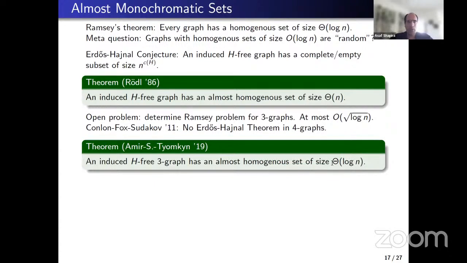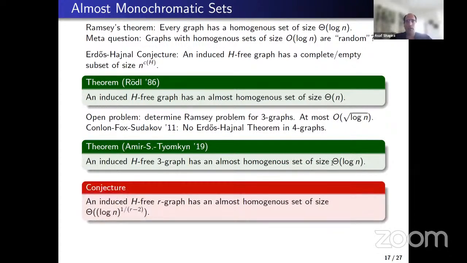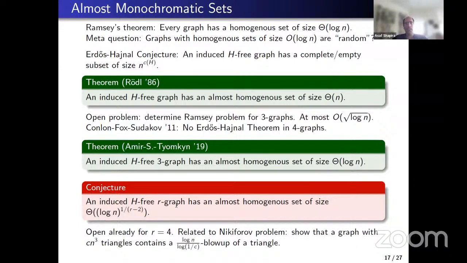There is a matching lower and upper bound, and the proof uses the hypergraph regularity method, and there is a folklore conjecture that for larger r, the bound should be log n to the 1 over r minus 2. The upper bound is easy. The main thing is to prove the lower bound. And I should mention that this is open already for r equals 4, and this is related to a famous problem of Nikiforov, which is to show that if you have a graph with many triangles, c n cubed triangles, then you have a large blow-up of a triangle, where by large I mean log n over log 1 over c.